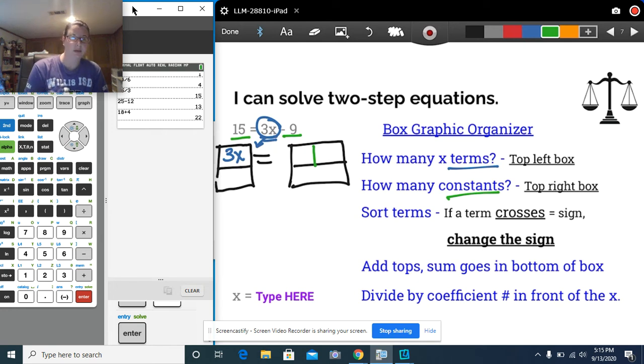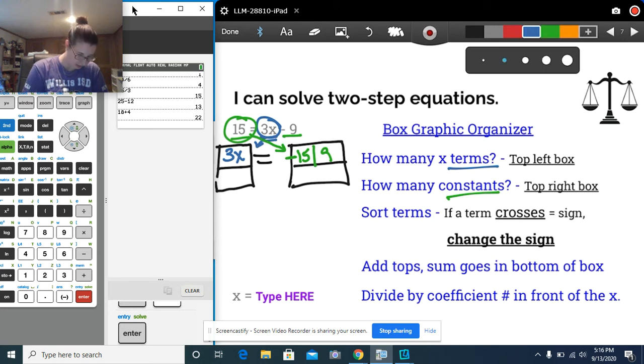And then I'm going to sort them. The x's go to the left, the constants go to the right. I'm going to put my 15 and my 9. But this 15 here, see how it crossed that equal sign? Because it crossed the equal sign, I need to change the sign.